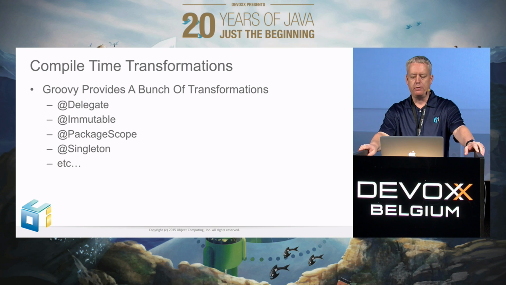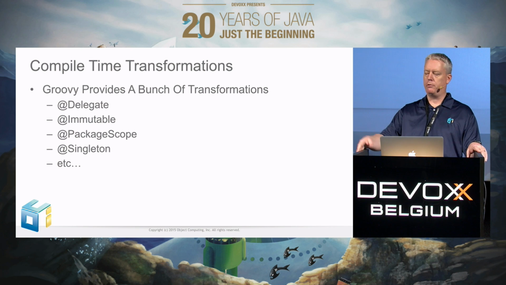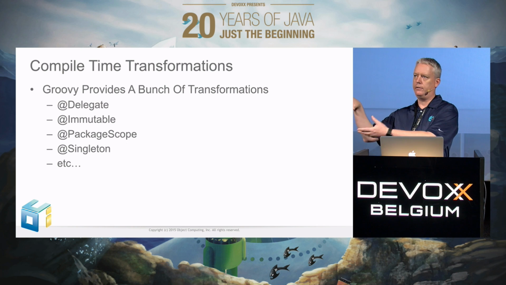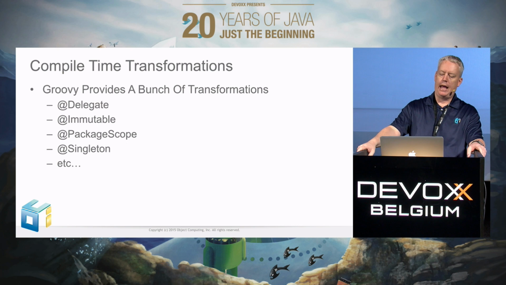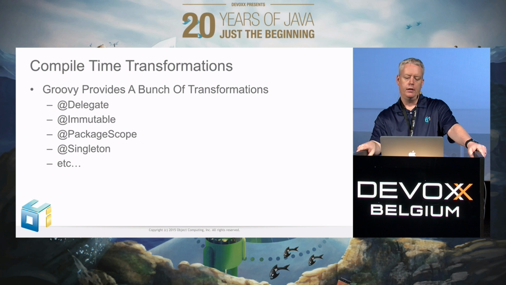There are a bunch of transformations provided by Groovy. I just wrote a couple of transformations, one that dealt with our magic number thing and another that dealt with the messaging thing. Delegate, which I talked about, makes it really easy to write a class that delegates to some other object without having to write all the delegating methods yourself. You can annotate a class with @immutable, and that tells the Groovy compiler not to generate setters for your properties, and it also makes all the fields behind your properties final, so it makes an immutable class.